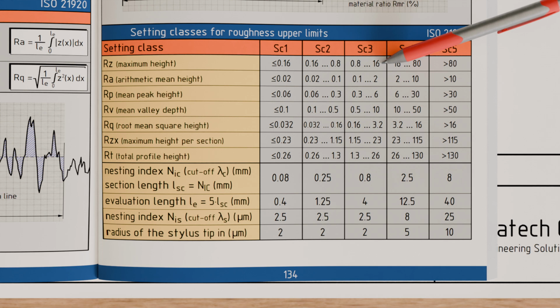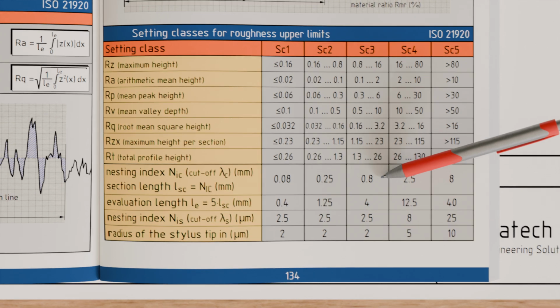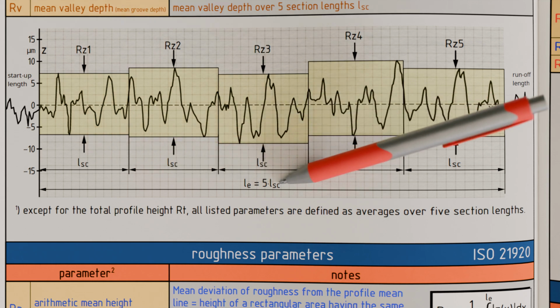For this class, a nesting index NIC of 0.8 mm for the Profile L filter must be used to separate roughness from waviness. This cutoff wavelength also corresponds to the evaluation length LSC of a single measurement section. This ensures that waviness within one section length is filtered out or at least significantly dampened. 5 of these section lengths then form the evaluation length LE of the entire measurement track. In our case, the evaluation length is therefore 4 mm.